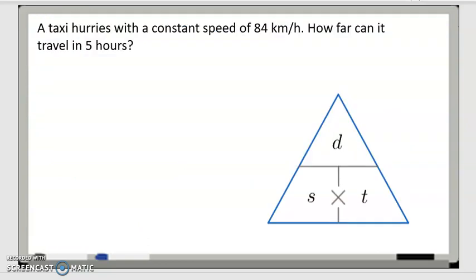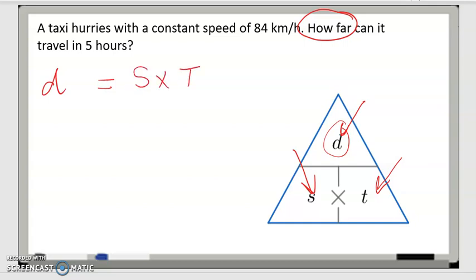A taxi travels with a constant speed of 84 kilometers per hour. How far, there's my question, how far, now is that referring to time, distance or speed? I think how far is clearly a measure of distance. So the distance, if I use my triangle, equals the speed times the time. My speed's 84 kilometers per hour and my time is 5 hours. So then I can work out how far I travel. I'll take my 84 times 5, and that tells me that in 5 hours this taxi will travel 420 kilometers.